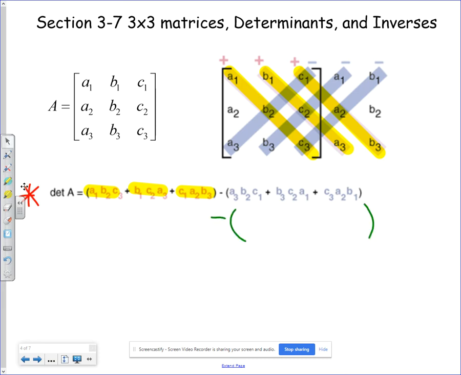And now what we're going to do is multiply these together. These together. These together. And add those together. Okay? And that's how you find the determinant. It's really not that bad. It looks, like I said, more complicated than it actually is. So let's do an example here.